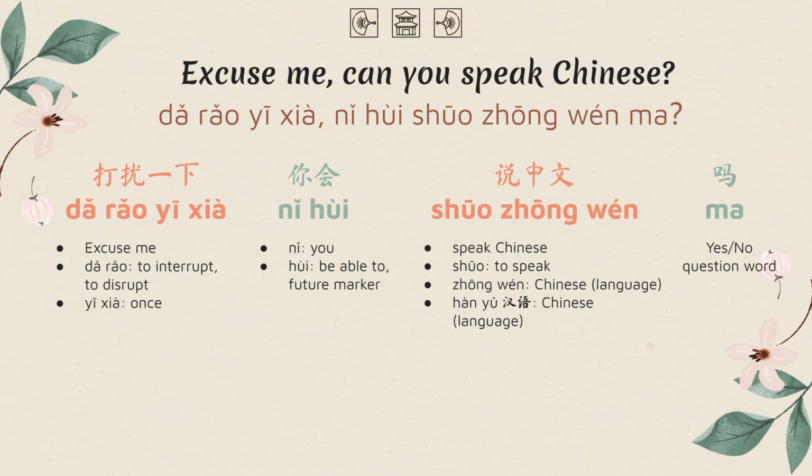So in this case, the statement is 你会说中文, you are capable of speaking Chinese. And then by putting a 吗 at the end, we turn it into can you speak Chinese? 你会说中文吗? Okay, so let's say the whole thing together. 打扰一下,你会说中文吗? And hopefully, the person that you speak to will happily say 会, and then you guys can continue your conversation.